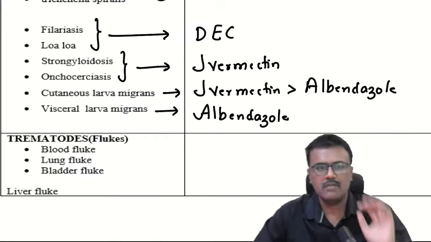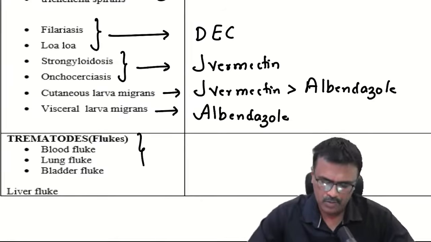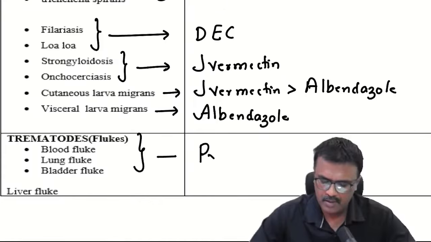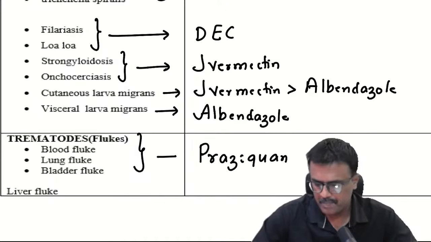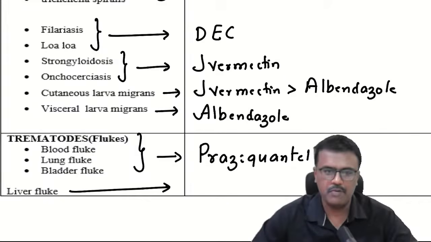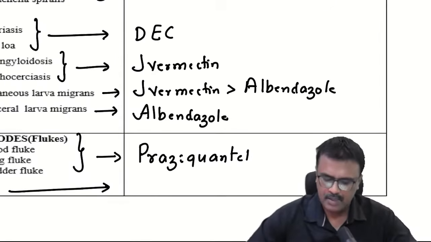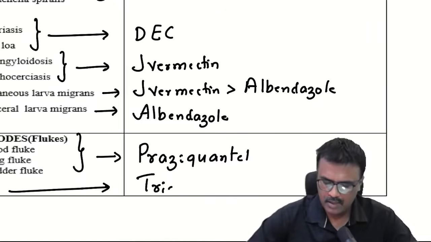Coming to the last one, the flukes. For all the flukes, the drug of choice will be praziquantel. But for liver fluke, Fasciola hepatica, it is triclabendazole.